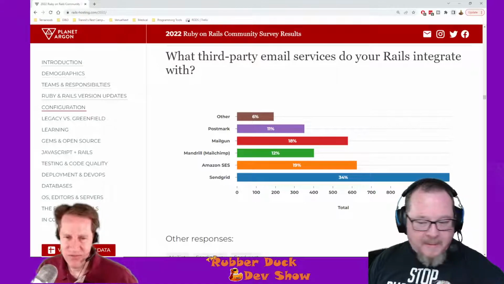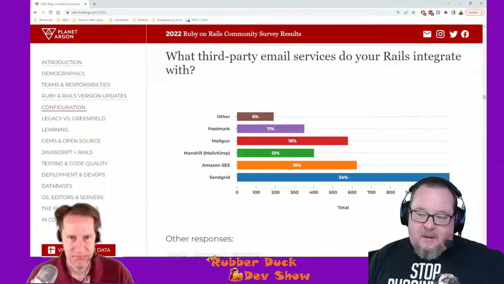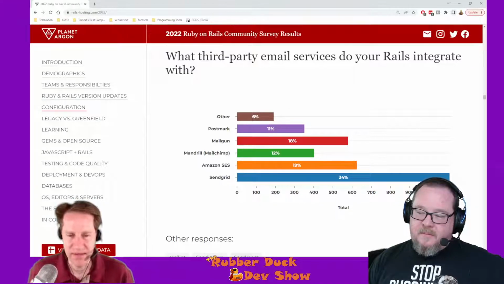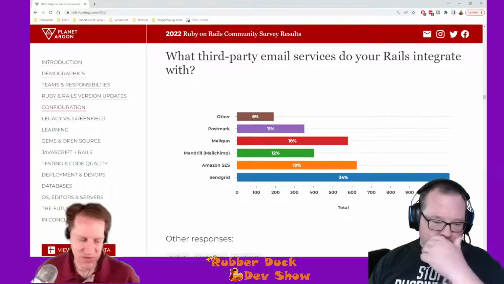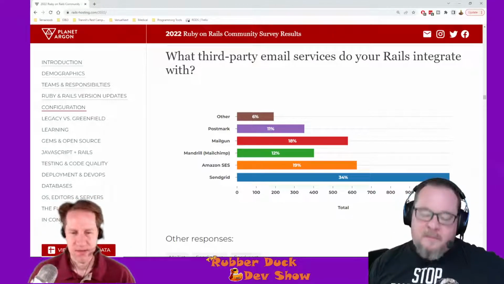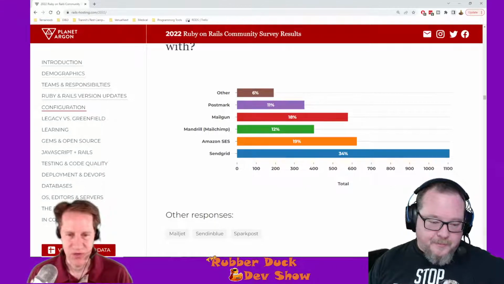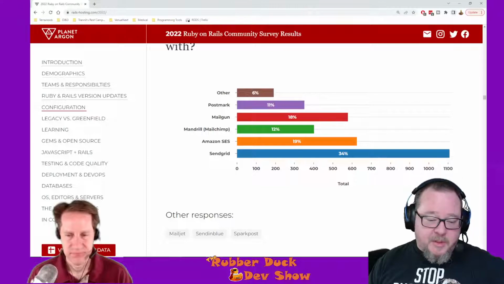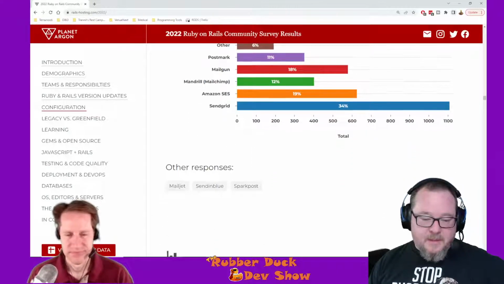Although I might have chosen Postmark if they supported sending marketing emails, which they didn't when I made that decision a number of years ago. So they only did transactional emails, but now I believe they do marketing. Oh, so SparkPost is one of the 3 other responses. Yeah, there you go.